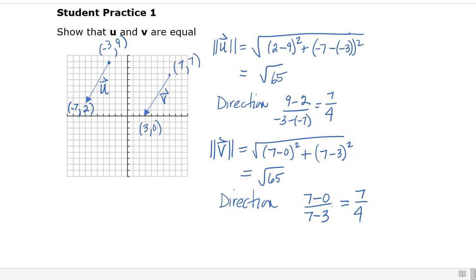Now notice, two vectors don't have to be in the same exact place to be equal. They just have to have the same magnitude and the same direction.